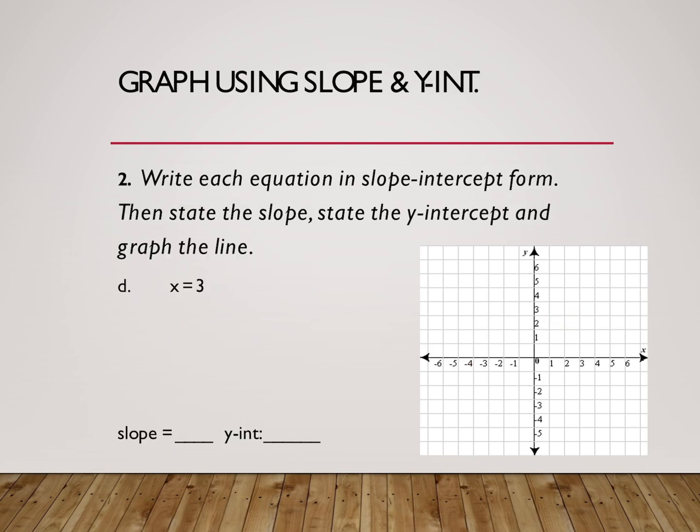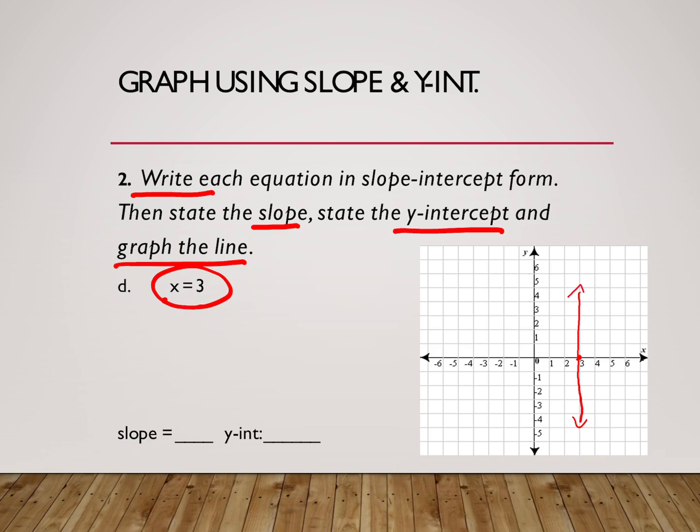Here's another one, write in slope-intercept form. So again, we're writing the slope, y-intercept, and graphing the line. This time it's x equals 3. There is no y, so in slope-intercept form, the best I can do is just have the x by itself. So remember, x equals 3. When we graph that, that comes out here to 1, 2, 3. X is 3, and it's just going to be a vertical line up and down.